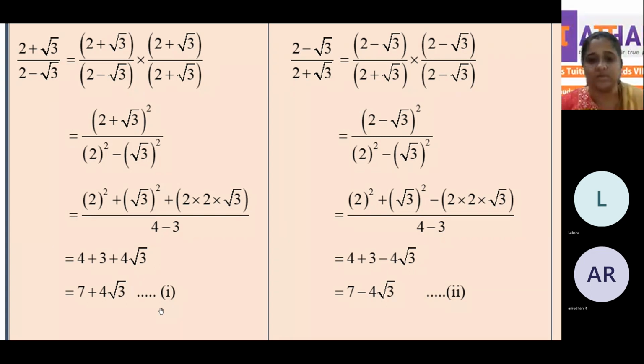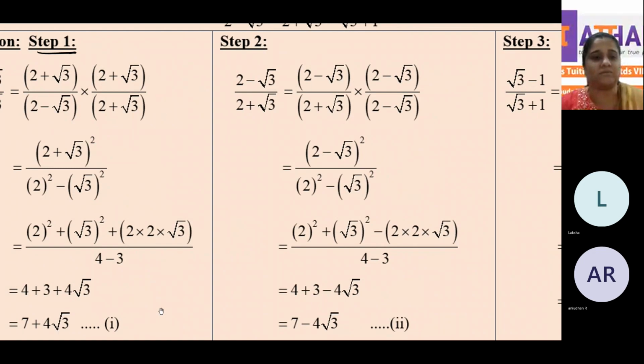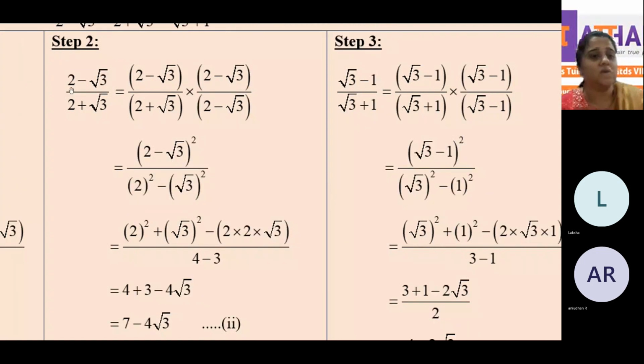Same thing for step 2. In step 2, do the same thing. 2 minus root 3, this is the next expression. So multiply and divide by the conjugate and work that. That is the step 2 answer.